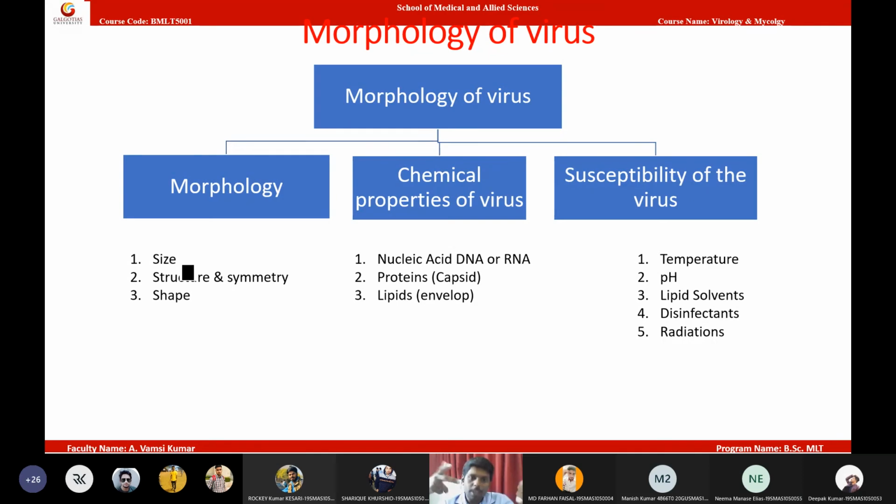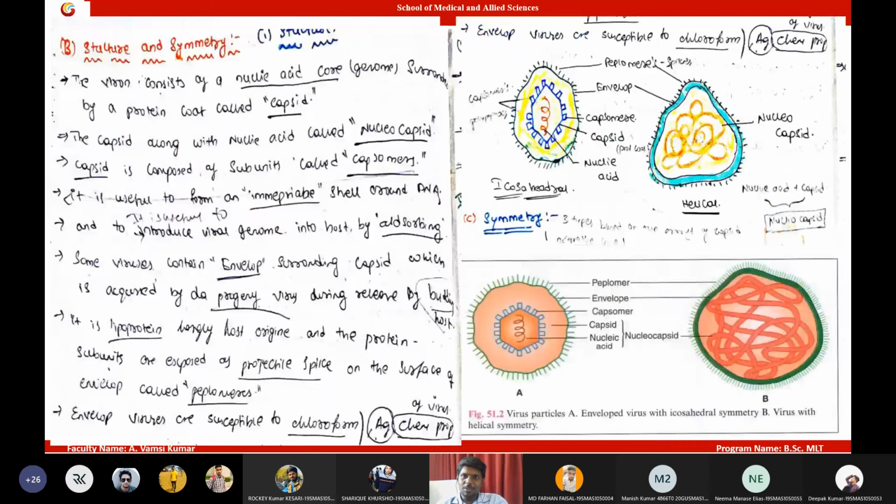Very good. Then what part of the virus is made up of nucleic acids? The nucleus of the virus, actually, it can be the DNA or RNA. And the capsid is made up of proteins, and the envelope is made up of lipids. And a virus can be killed by temperature variations, pH variations, lipid solvents, disinfectants, and radiations. This is all about the morphology of virus.